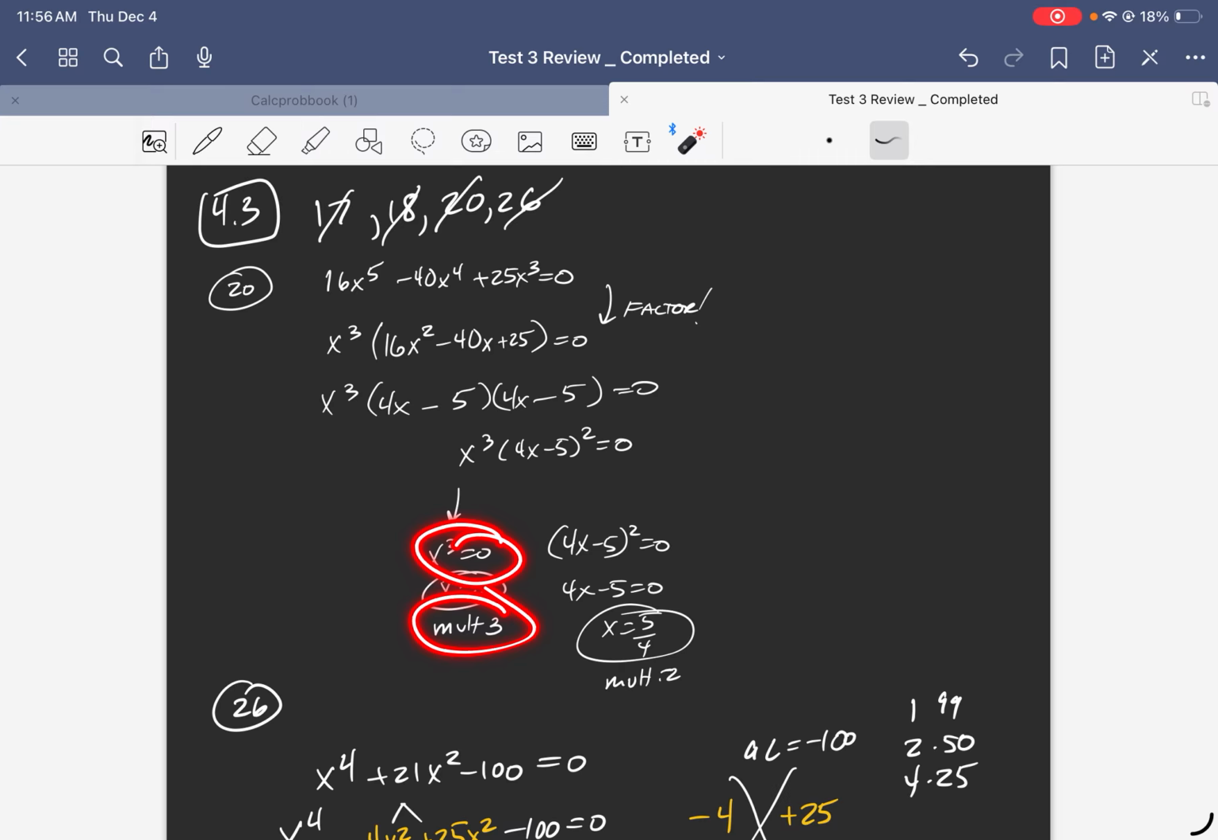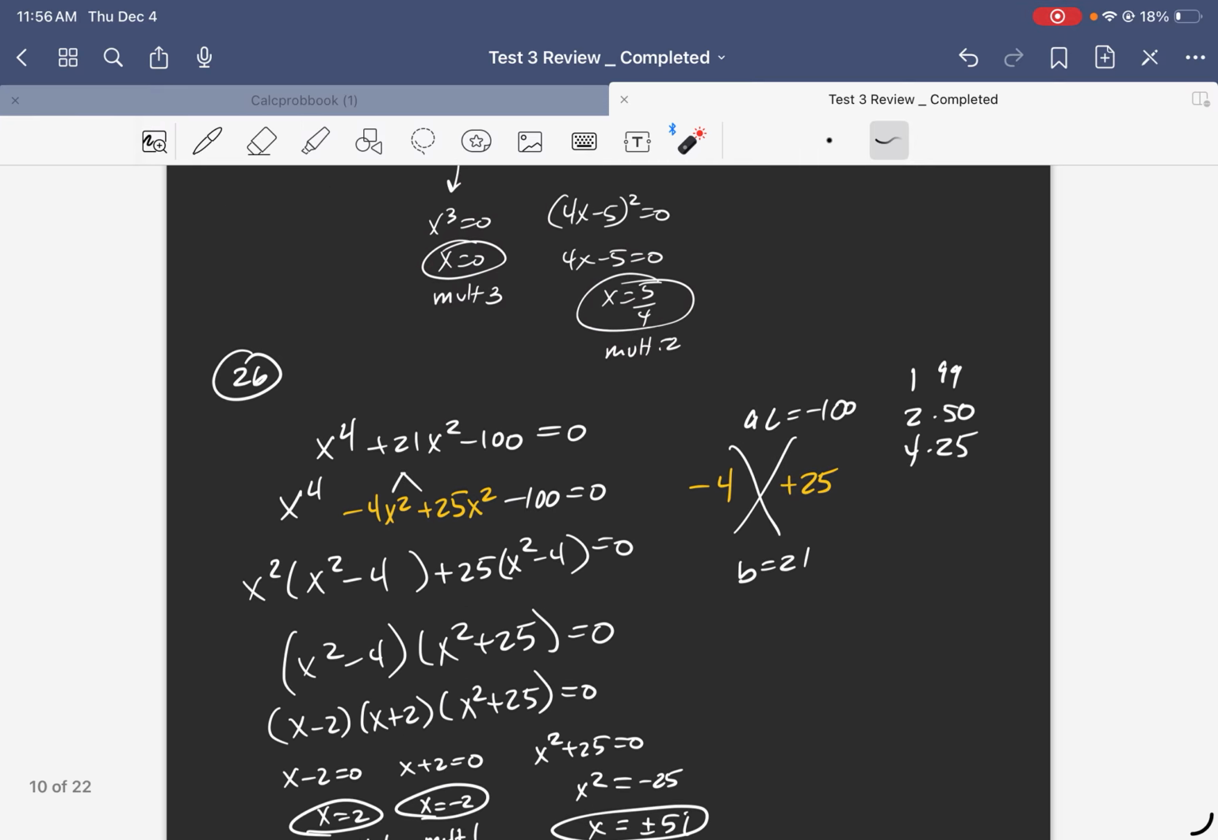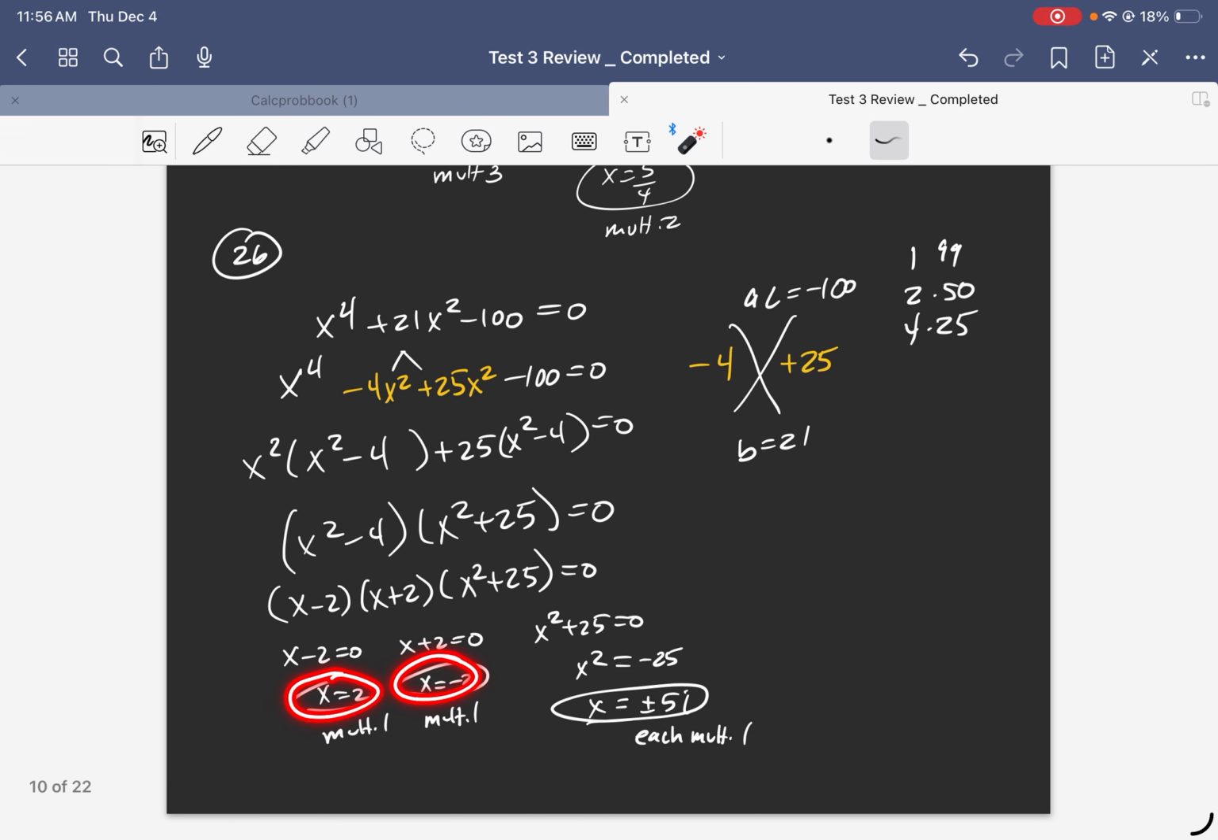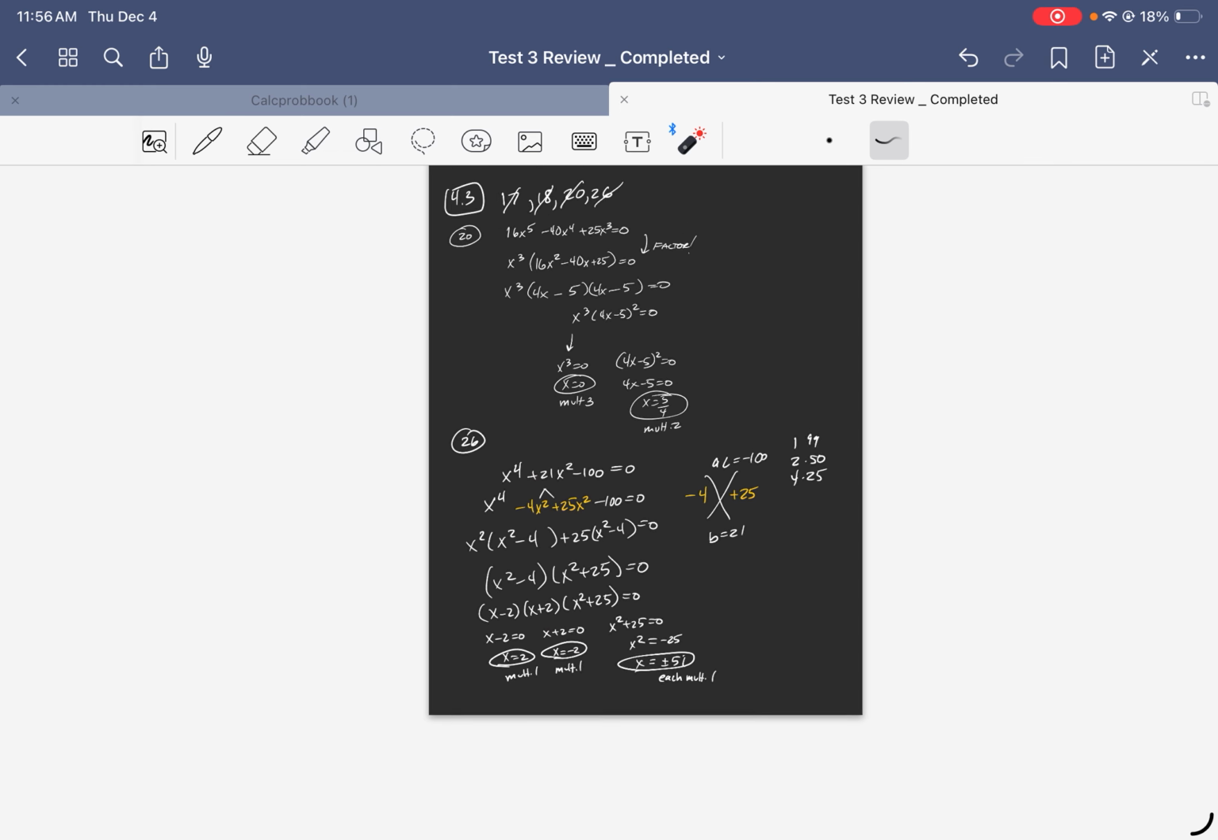3, 0 with a multiplicity of 3, and 5/4 with a multiplicity of 2. Same thing. Find all the zeros and their multiplicity. You must be able to factor something like this. So here I end up using the AC method to get this times this, but then this can be factored using the difference of two squares. So I've got my two zeros and their multiplicity, and this gives you plus or minus 5i. Each of those would have a multiplicity of 1. Notice I had 4 zeros, which I expect because I have a 4th degree polynomial.